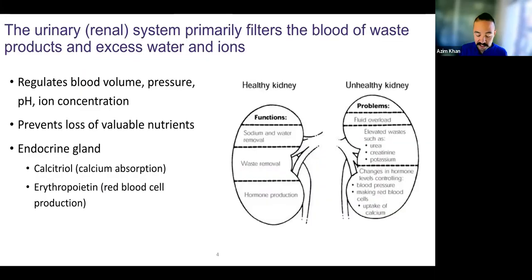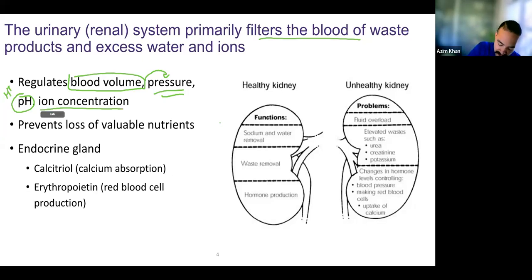So once again, the primary function of the urinary system is to filter blood of waste products, of excess water, excess ions. And in doing so, we can regulate blood volume because a lot of our fluid is in our blood. We can therefore regulate blood pressure because more volume means more pressure, less volume means less pressure. We can regulate pH. That's something we're not going to focus on too much here, but pH is a measure of hydrogen ion levels, and hydrogen ion is used for many different things. And other ion concentrations like sodium, potassium, calcium, chloride ions. These are all important ions for normal cell function. And we've seen, for instance, how sodium and calcium can be really important.